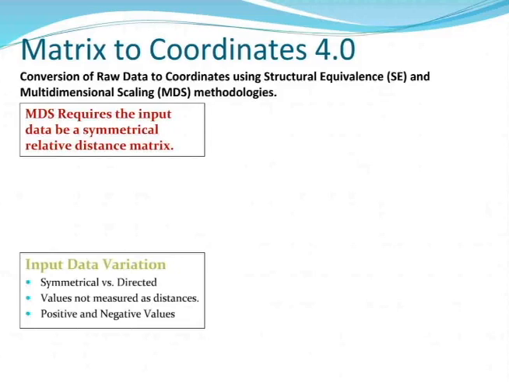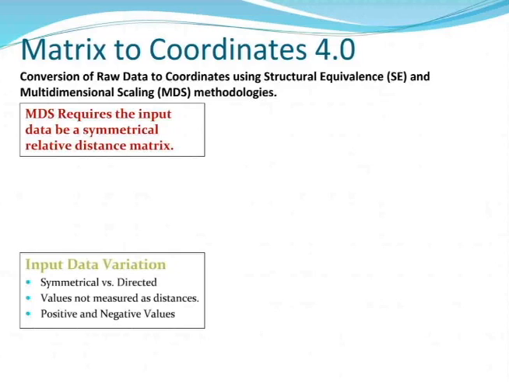Now, our input data varies a lot. In the case of social networks, we can have directed and symmetrical data. We can have distances, or we can have strength relations or co-occurrence relations. There's a massive number of ways we represent data. And then in some rare cases, we even have negative values.